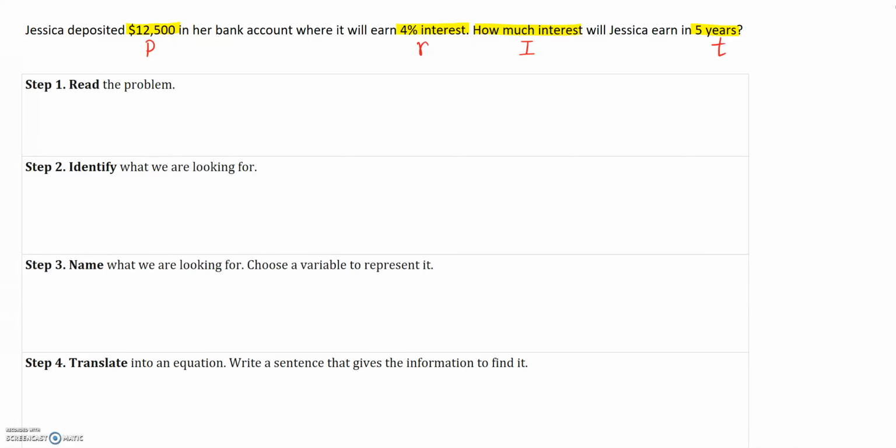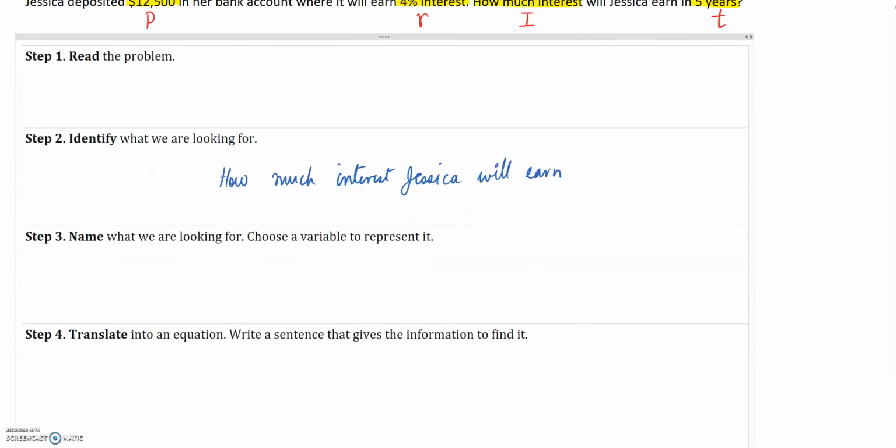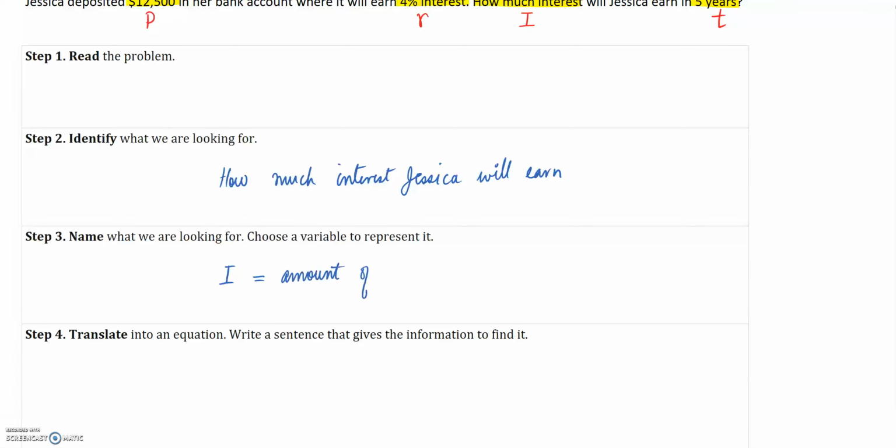Now we need to identify what we're looking for. We're looking for how much interest Jessica will earn. Again, step 3, we have to assign a variable, but remember this is a pre-existing formula, so we are not going to create our new variables. We're just going to use the variable appropriate in the simple interest formula, and the amount of interest is the I, which is the amount of interest, I.